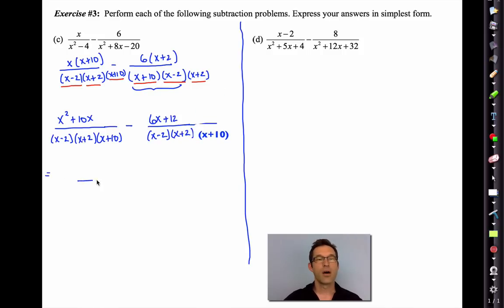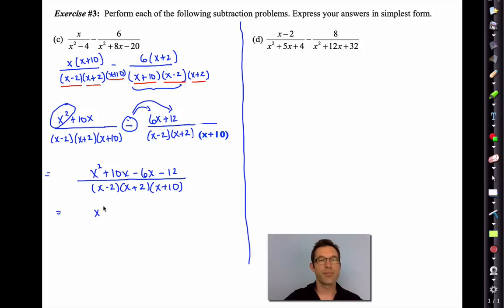Now, let's put that denominator down. X minus 2, x plus 2, x plus 10, and let's do some combining. Well, maybe not yet. Here we'll have x squared plus 10x. Here we're going to have minus 6x and minus 12. Remember, that subtraction needs to distribute over both of those.